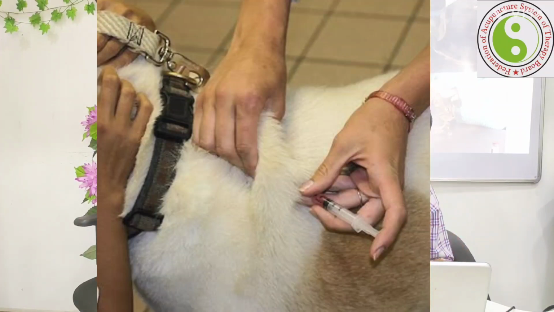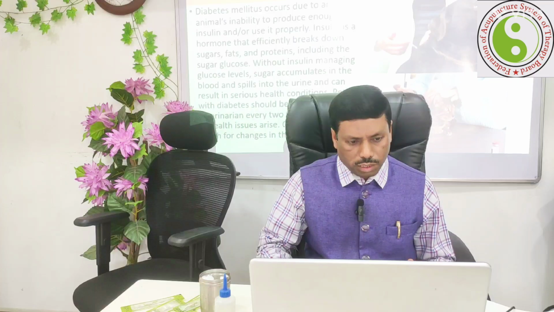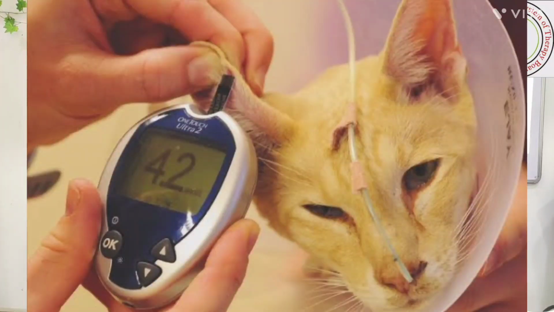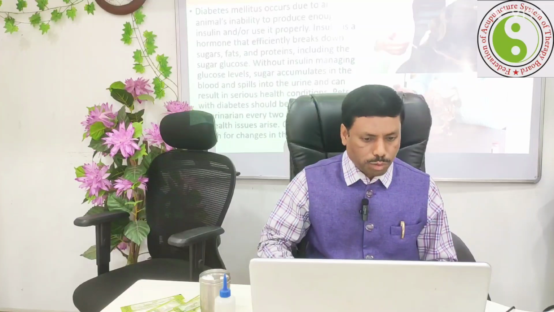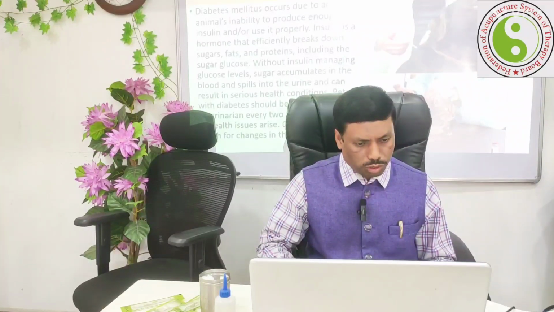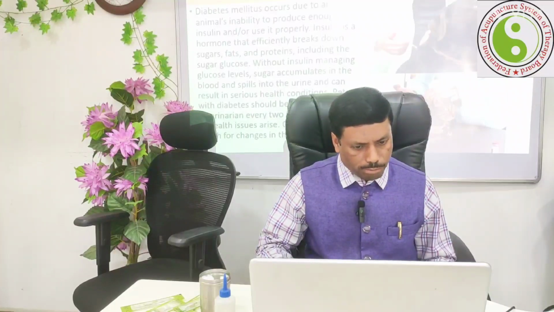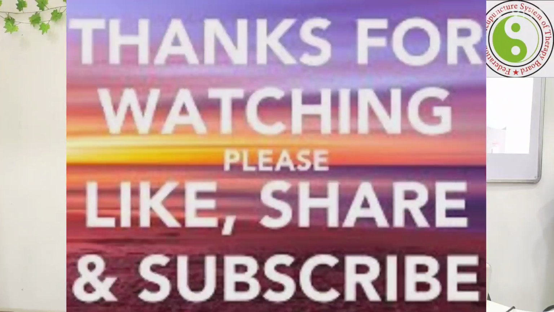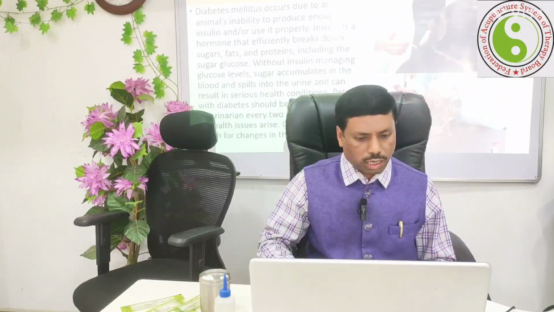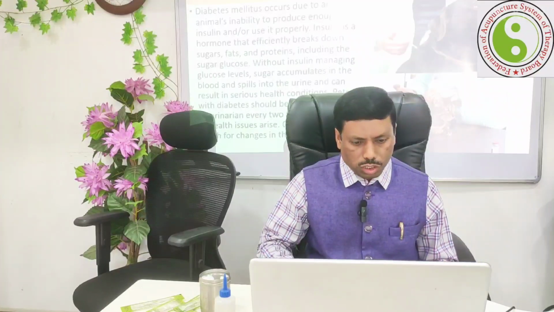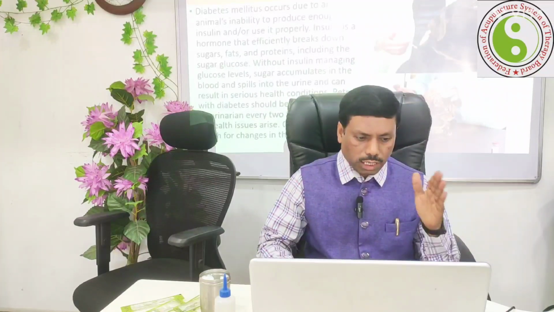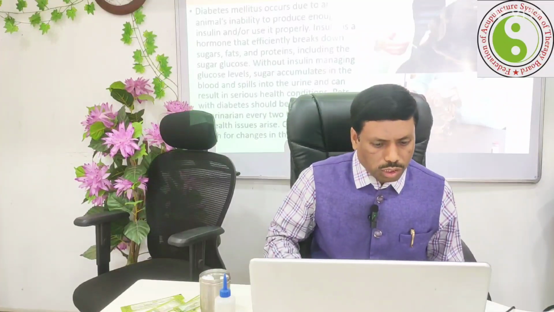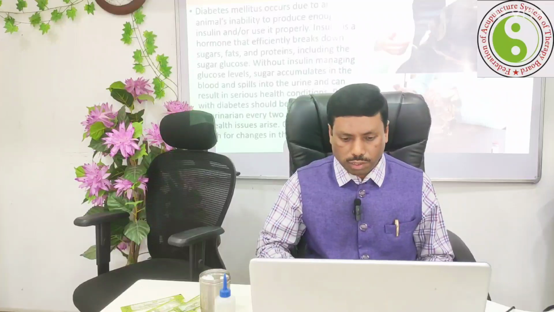Diabetes mellitus occurs due to an animal's inability to produce enough insulin or use it properly. Insulin is the hormone that effectively breaks down sugars, fats and proteins, including the sugar glucose. Without insulin managing glucose levels, sugar accumulates in the blood, spills out into the urine, and can result in serious health conditions. Pets with diabetes should be evaluated by the veterinarian every 2 to 4 months, and also for other health issues. Owners should also watch for changes in the pet's behavior.